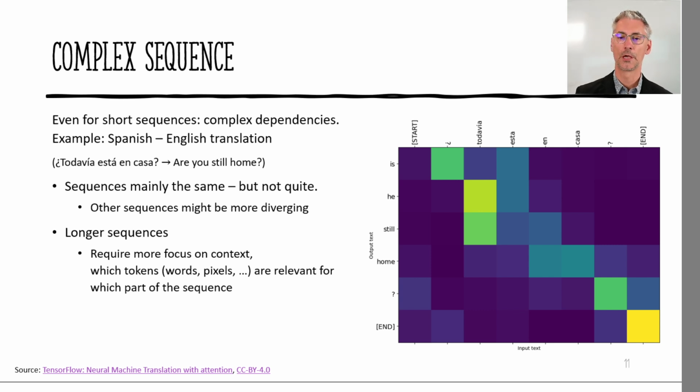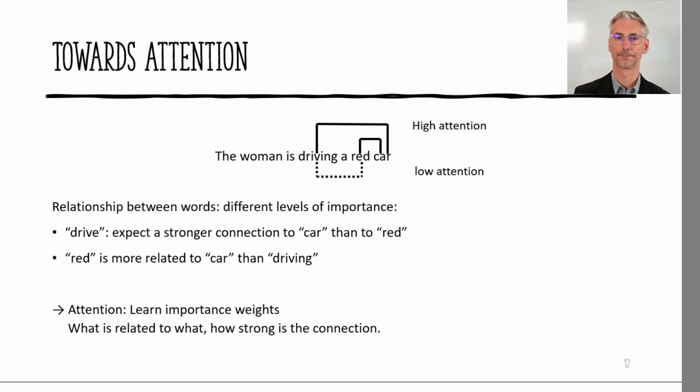If we have longer sequences, we also require our system to focus more on the context. That means which tokens, like words for example, are relevant for which part of the sequence. You can see this in the matrix on the right, where you have the English and the Spanish sentence on the axes, and you can see that there is a sort of diagonal structure, but already in this example we can see that it diverges from a single diagonal. Of course, it's easy to imagine that if you have long sequences or more complex structure, this matrix becomes even more complicated, and this essentially is one of the challenges that we encounter in sequence learning.